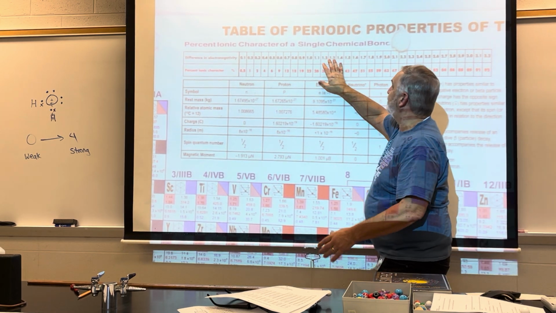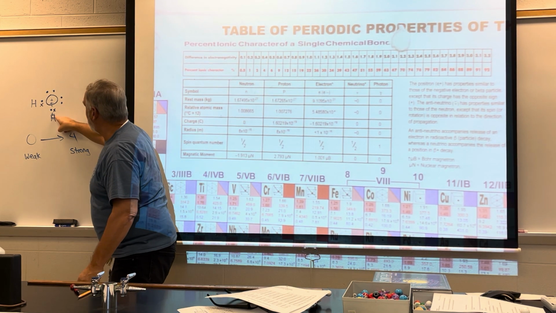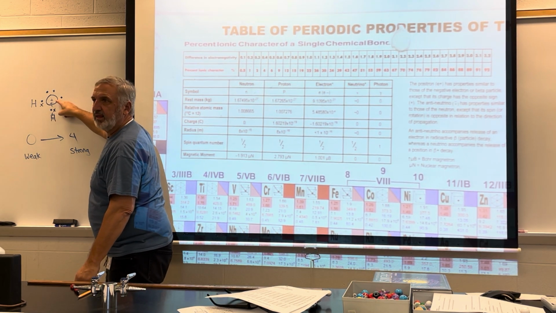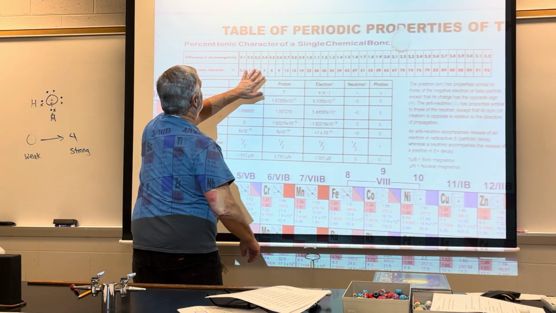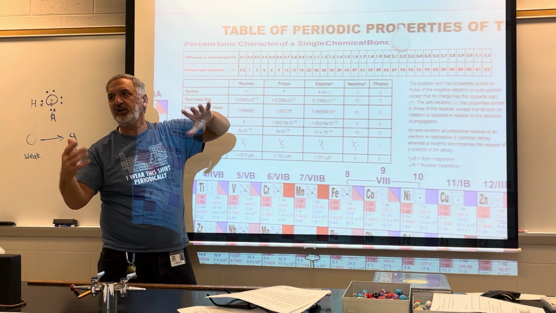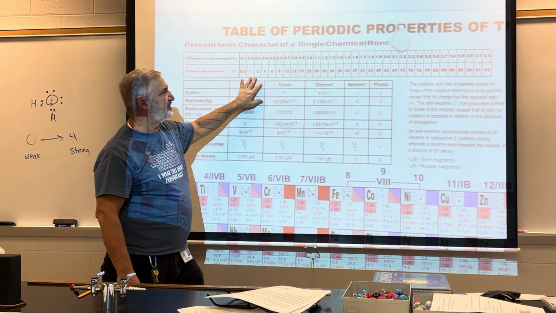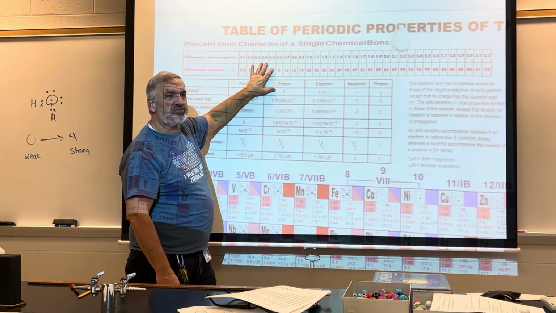When it's less than 1.6, the difference between the two, how much is hydrogen pulling versus this one? Then it's going to be more of a covalent bond. We're going to call this a polar covalent bond, where it's an uneven sharing, but it's not a complete transfer. So we can look at this electronegativity.